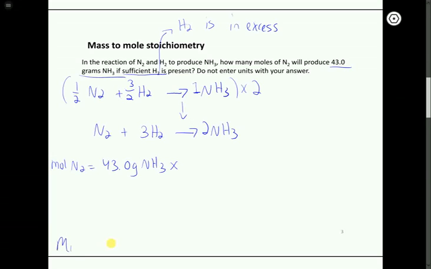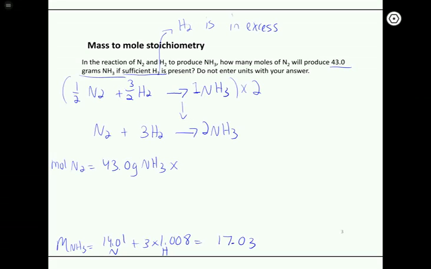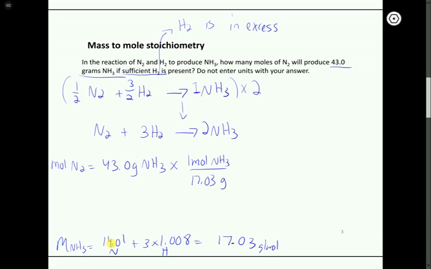So the molar mass of NH3 is 14.01, which is the atomic mass of nitrogen, plus 3 times 1.008, that's the atomic mass of hydrogen, as we saw before. And so that gives us 17.03 grams per mole. Okay, so that's the molar mass of NH3, so we're going to use that to convert into moles of NH3. So 1 mole of NH3 has a mass of 17.03 grams. So grams of NH3 cancels out.